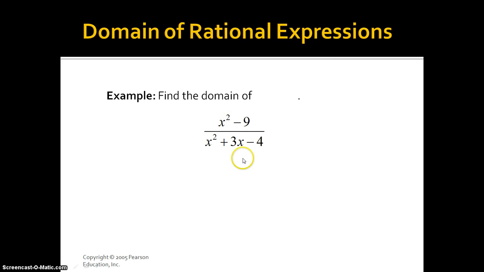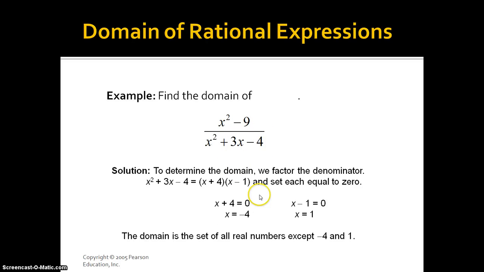Now typically we'll have something a little more complicated. So I have a degree 2 polynomial over a different degree 2 polynomial, and I need to know when that denominator would be 0. Okay, so to determine the domain, we would factor that denominator. And I can find the factors of -4 that add up to 3: 4 and -1.